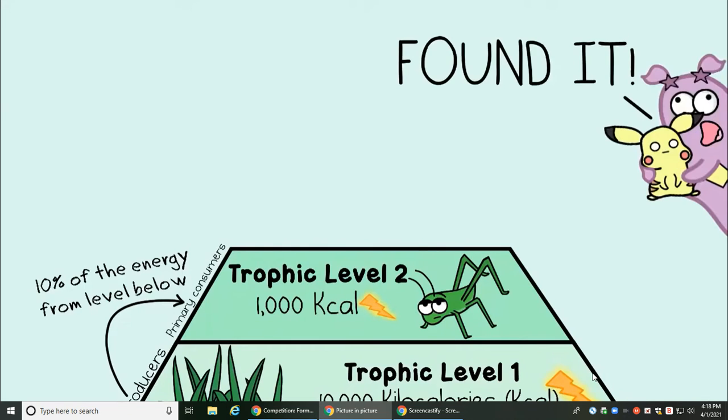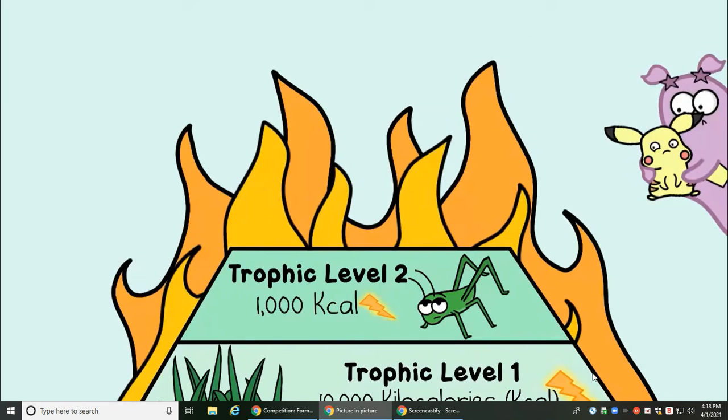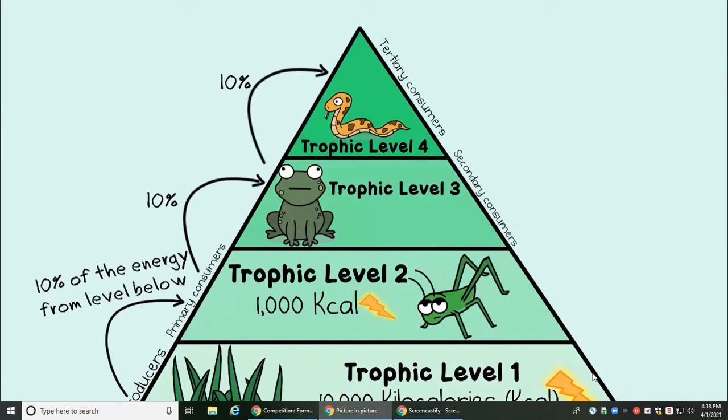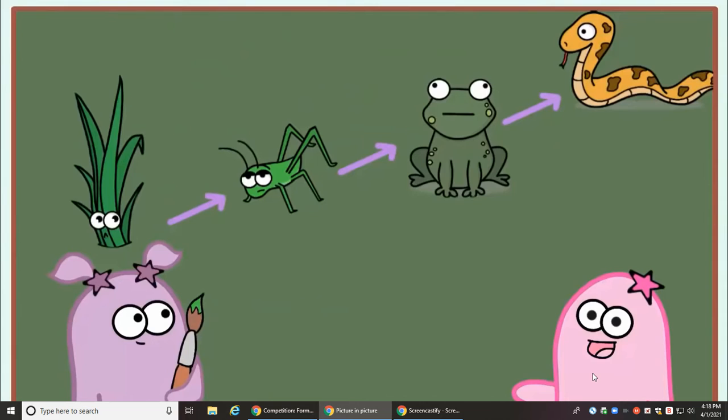So, where did the rest of the energy go? Much of it is lost in heat or undigested. If you go up to the secondary consumers in trophic level 3, that would be only 100 kilocalories of energy. So, as you go up each trophic level, it's roughly only 10% of the energy from the trophic level below that will be stored.